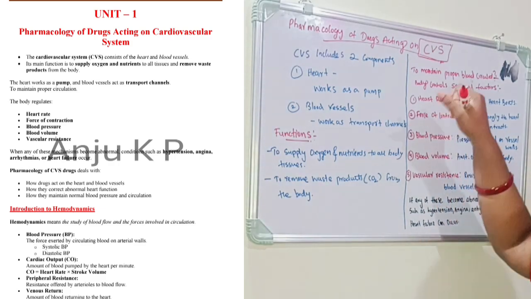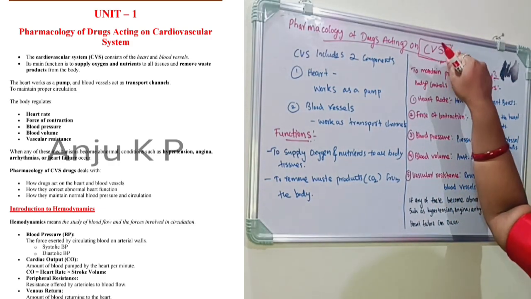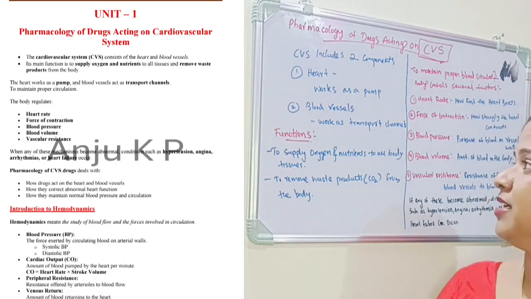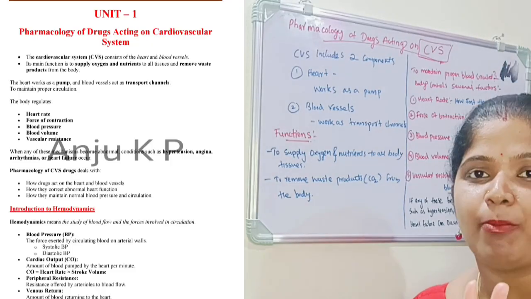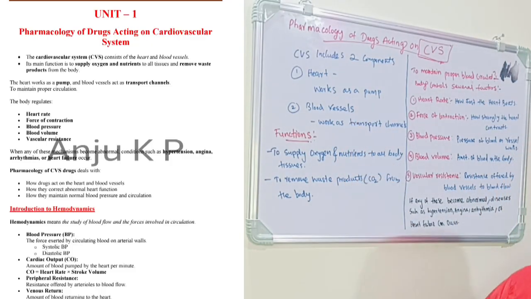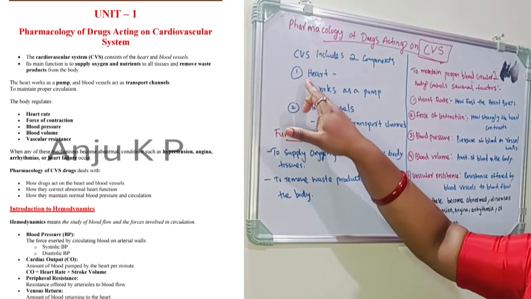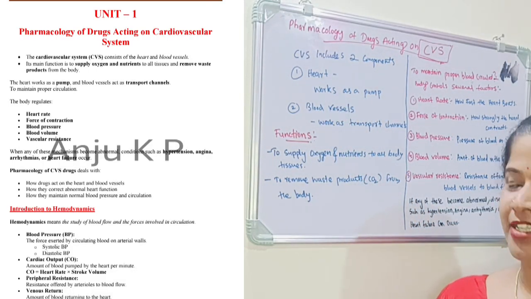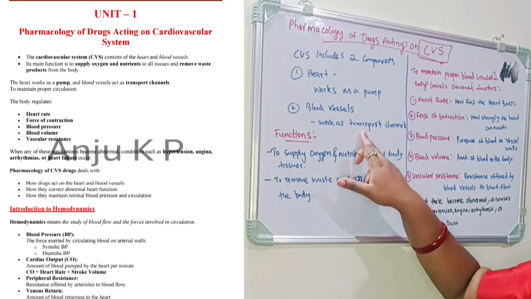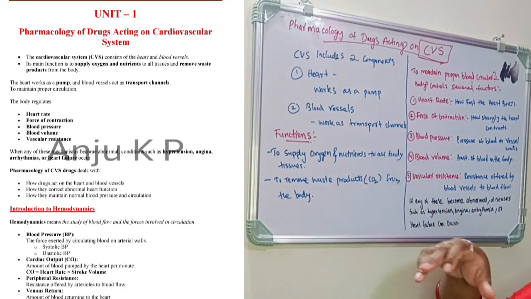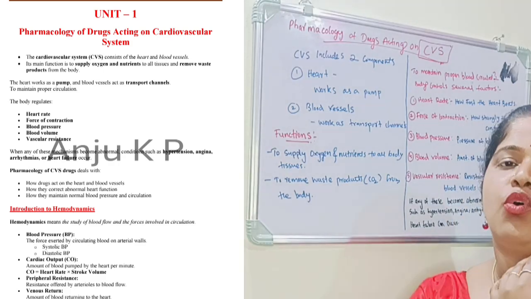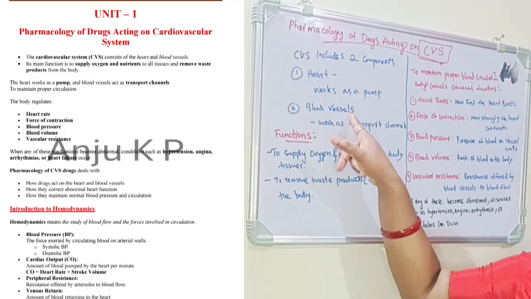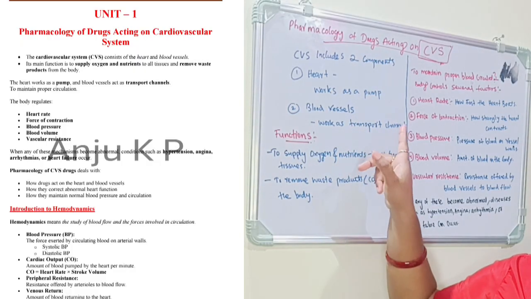This cardiovascular system involves two components: one is the heart and the other is the blood vessels. The heart works as a pump, and we know it pumps the blood. The blood vessels work as transport channels, transporting blood across all the parts and tissues of the body.